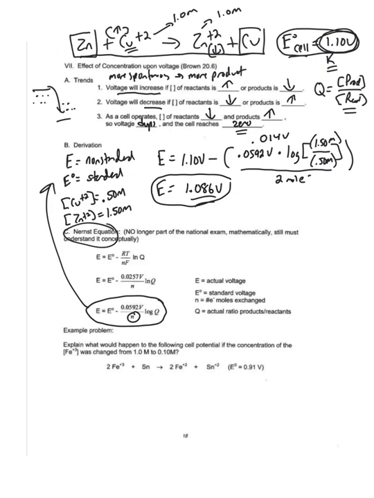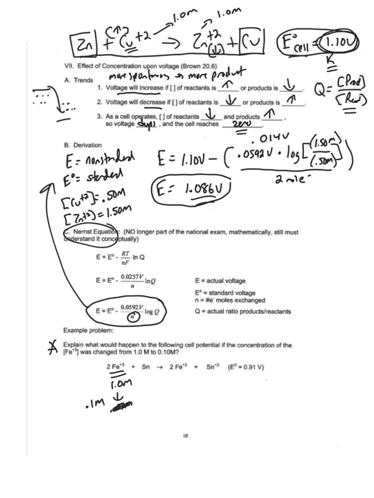Okay, so down below, here's another example of this. It says explain what will happen to the following cell potential if the concentration of the iron 3 was changed from 1 molar to 0.1 molar. So here the iron 3 is going to go from 1 molar down to 0.1 molar. What's going to happen to the voltage?